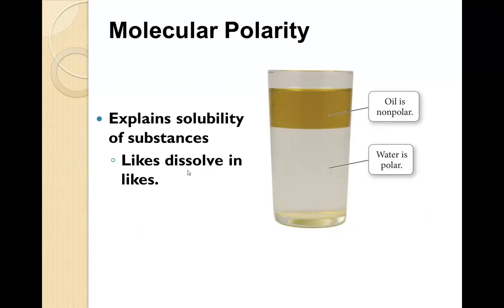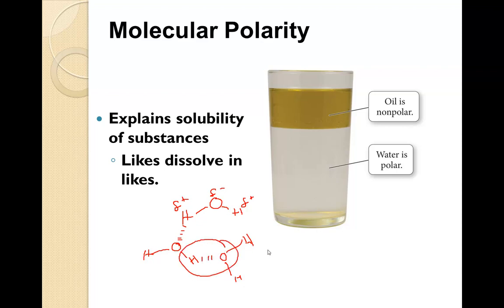Molecular polarity explains solubility of substances: like dissolves like. Oil is nonpolar, while water is polar. What's happening is when there's water, you have a partially negative and partially positive end, like we just showed. Well, this partially positive end is then attracted to another partially negative end, and so on and so forth, and it keeps going and going. It's that attraction that makes it dissolve. However, if there's a nonpolar substance here, there are no positives and negatives for it to be attracted to. So therefore, it doesn't mix together.